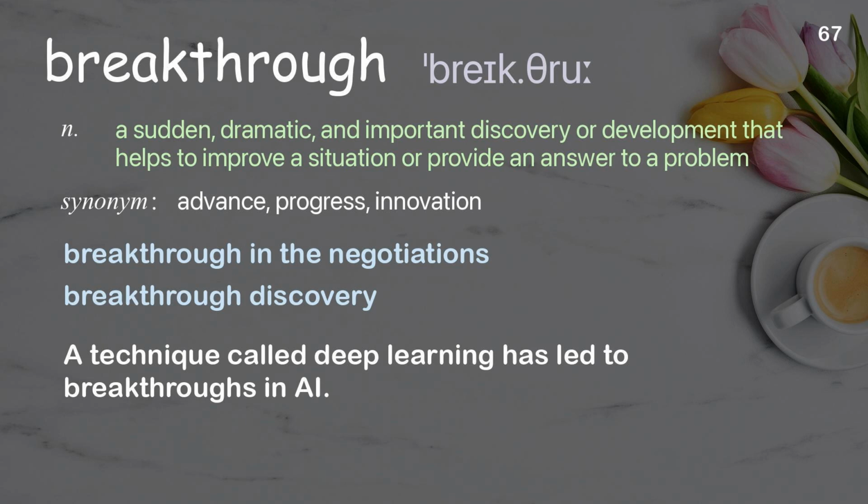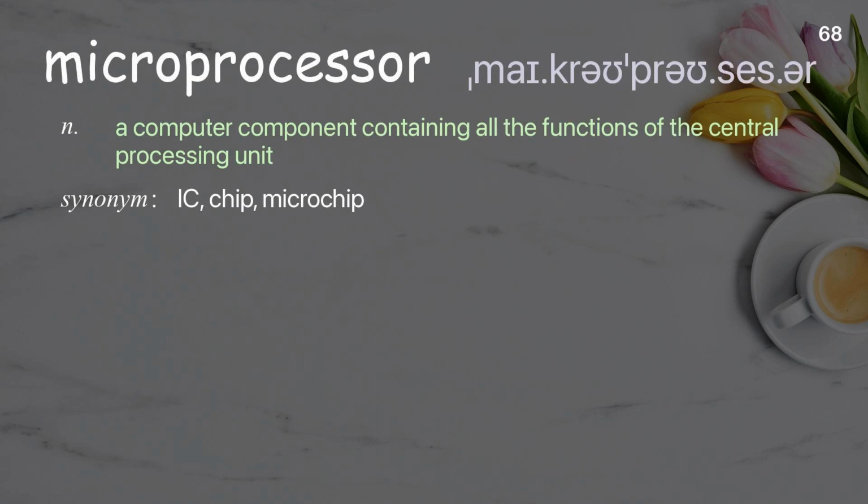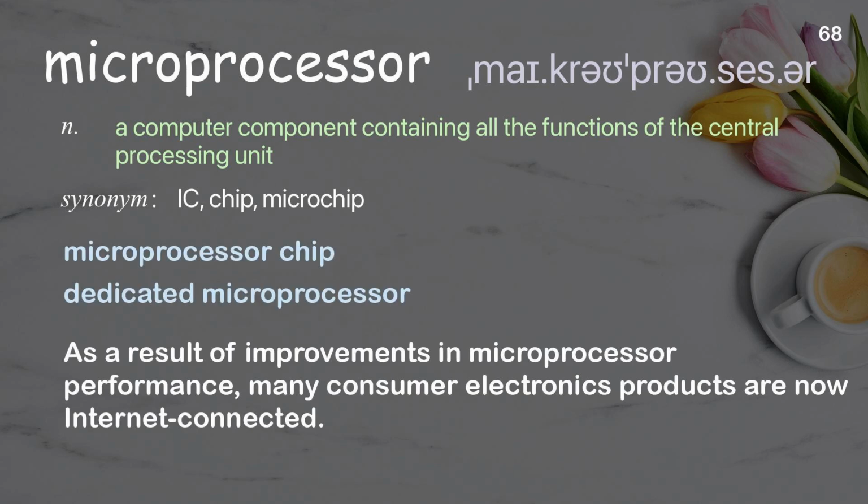Microprocessor. A computer component containing all the functions of the central processing unit. Examples: Microprocessor chip. Dedicated microprocessor. As a result of improvements in microprocessor performance, many consumer electronics products are now internet connected.